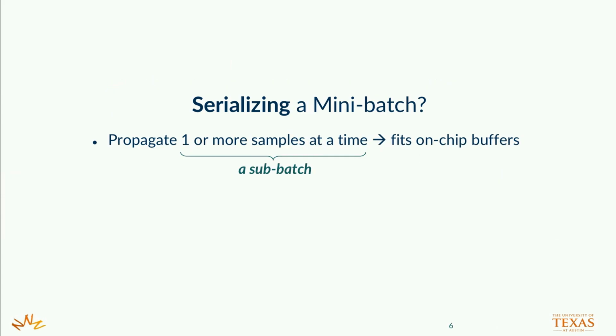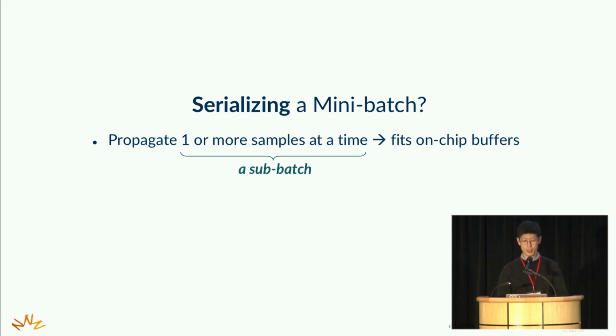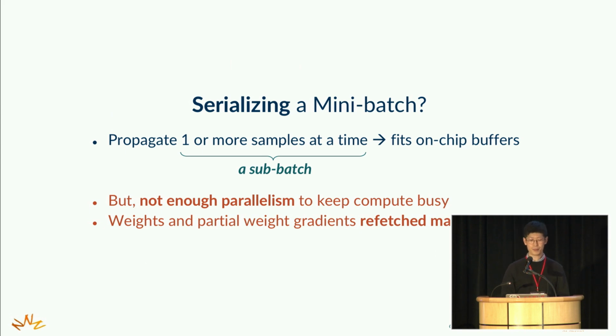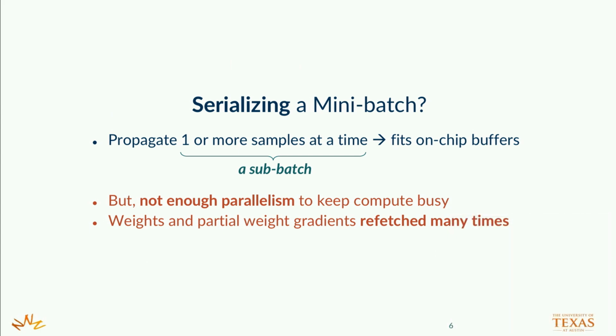So we can think of serializing a mini-batch as an easy solution. We can propagate one or more samples, which I call a sub-batch, through the whole set of layers, where the size of the sub-batch fits in the on-chip buffer for all the layers in the network. Even though we can capture the interlayer locality for all the layers, this causes a problem because it reduces the data parallelism at each layer. It can affect the processing element utilization in the hardware. It also requires many weight and weight gradient refetches because they are used between the different sub-batches.